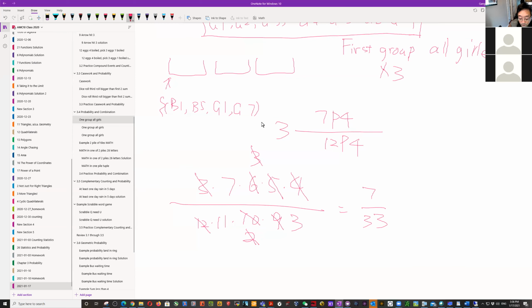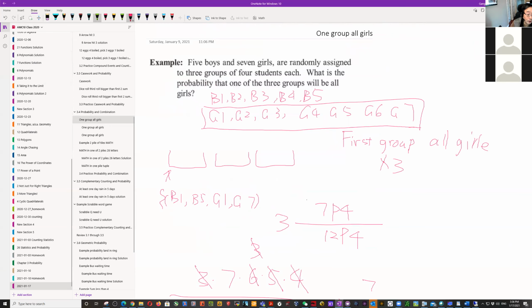And then we can also do the probability. Basically, we have the 4 positions, and if it's all girls, then it's going to be 7 out of 12 multiplied by 6 out of 11, and 5 out of 10, and 4 out of 9. So that's the probability to choose all girls for the first group.